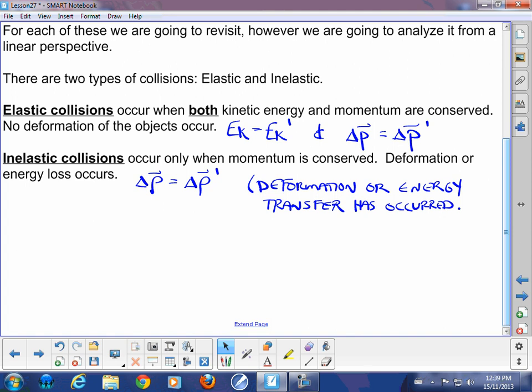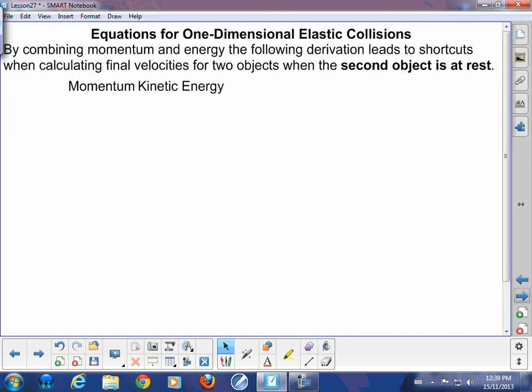Elastic collisions require us to do a double analysis. So as we go through, we are going to look at exactly how they're related together. And what we can do is combine that information. The kinetic energy and the momentum can be combined together in order to give us one final formula, rather than going through multiple steps to get to a final answer.